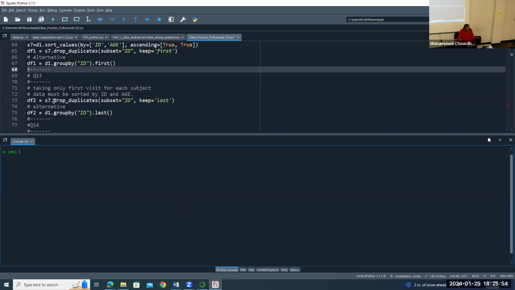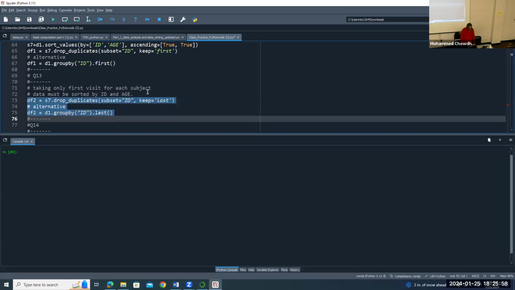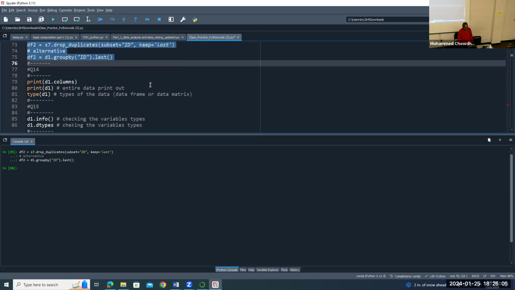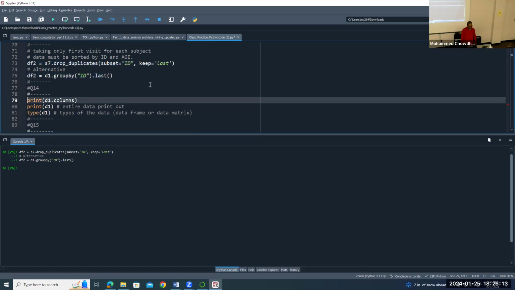That is the last visit. There are two types of code I have written there for how to select the last visit. You can run either line number 73 or line number 75. Okay, so now my data says D1 has how many variables?